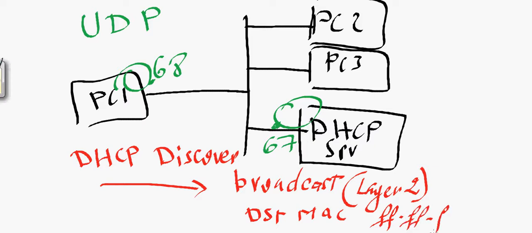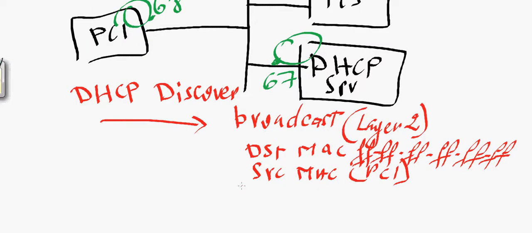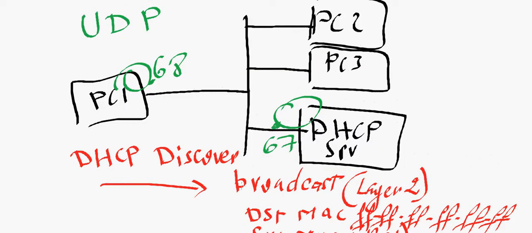This is the notation used by Microsoft. So which means broadcast, okay? And of course the source MAC address will be the MAC address of PC1. Right, so this message, DHCP Discover message, is going to be generated by PC1, and it's a broadcast to all computers on the same line. So every computer on the same line is going to listen to this message.